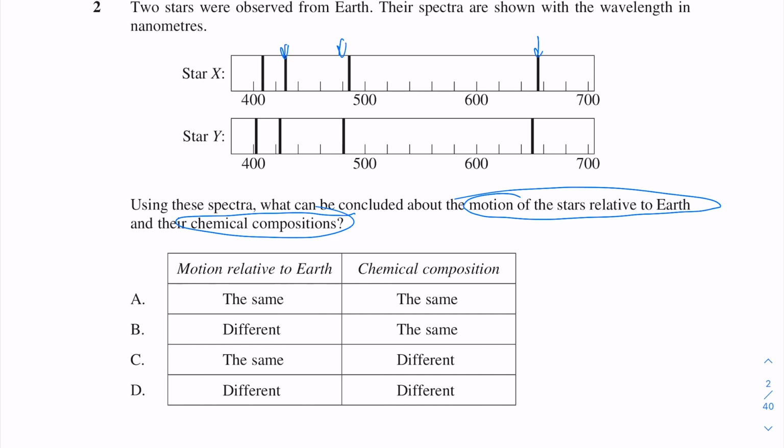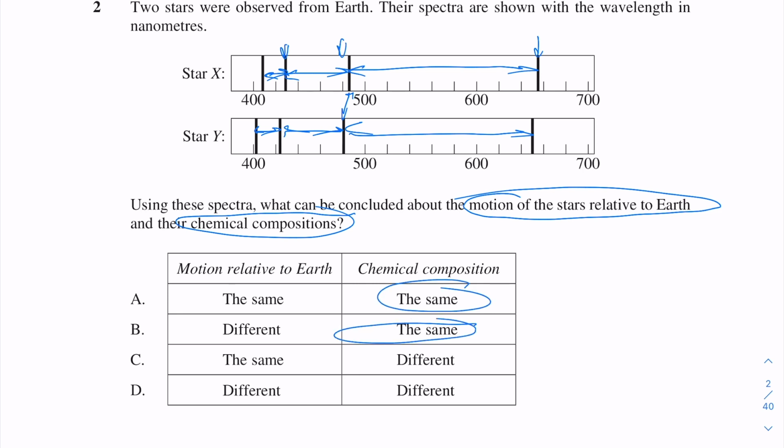And therefore, we can see that because they are all equidistant, they're just slightly off center to each other. You can see they're kind of diagonally across. One is more shifted to the ultraviolet wavelength and the other one's more shifted to the infrared wavelength, that they should have the same chemical composition. So the same or the same. Therefore, we can get rid of C and D, and now we can just move on to the motion of the stars relative to Earth to pick the right answer.